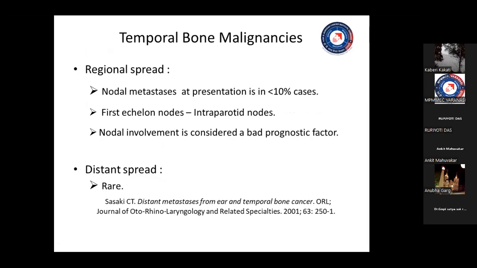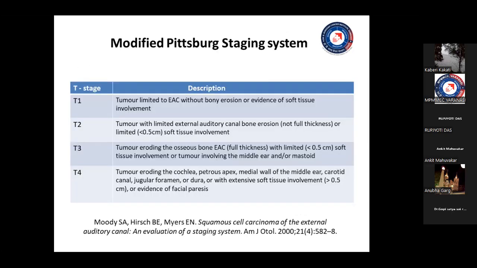The nodal metastasis at presentation is not very high, less than 10%. The first echelon nodes are intraparotid nodes. However, as in all other head and neck cancers, nodal involvement is considered a bad prognostic factor, with survival dropping from almost 60 to 30% with positive nodes. The distant spread is rare and can involve the lung, bone, and liver. In the AJCC classification system, we do not have a consensus regarding the temporal bone staging system, and hence we follow the modified Pittsburgh staging system for temporal bone tumors.